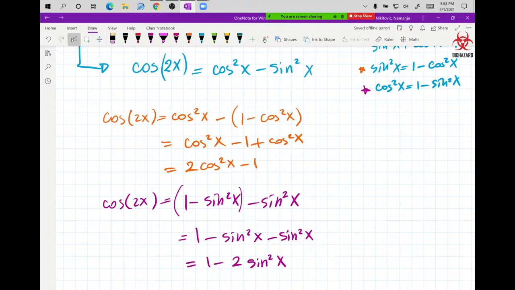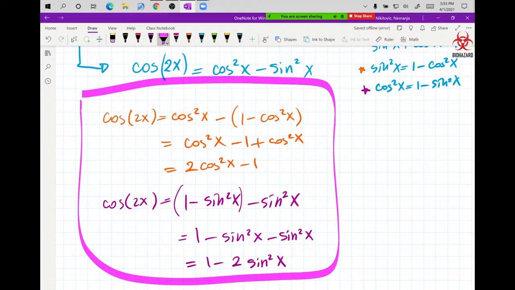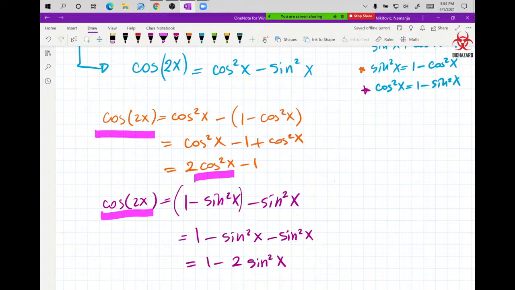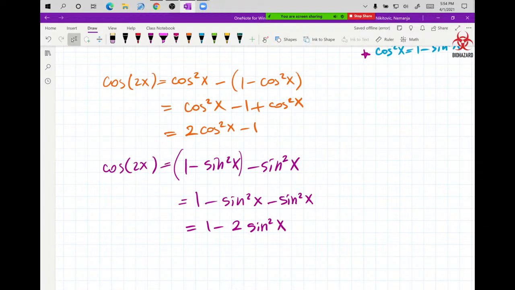Now, why have I done this? Well, if you observe these two, they have a very interesting feature. Single cosine on one side, cosine squared on the other side. Single cosine on one side, sine squared on the other side. This is where the power reducing formulas come from. Power reducing formulas are the flips of these.